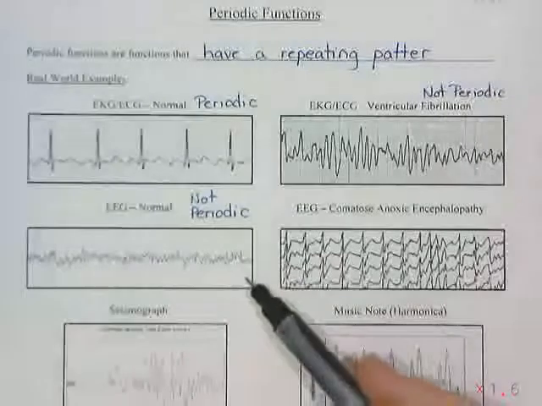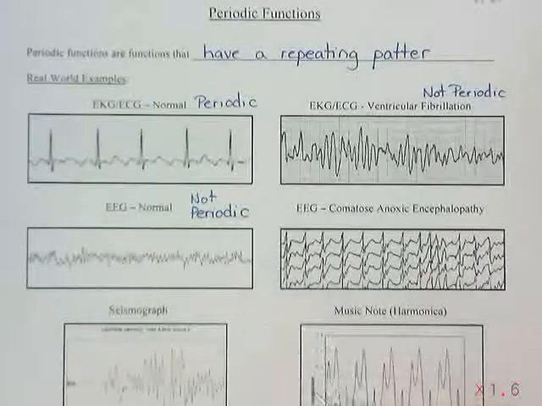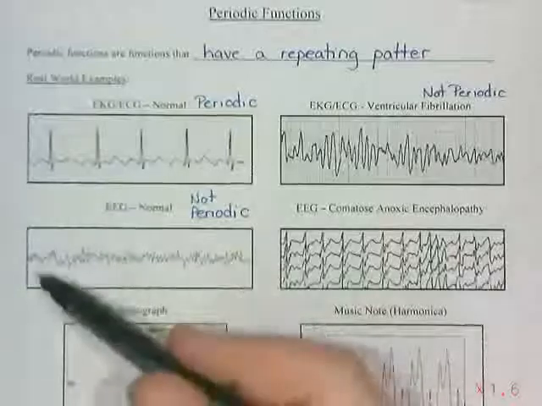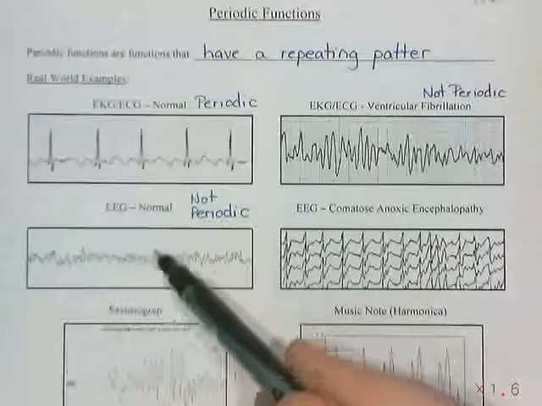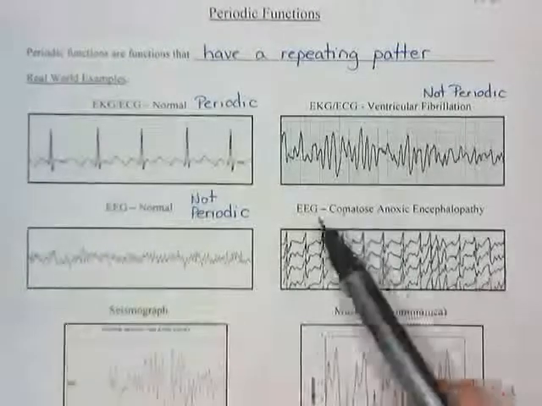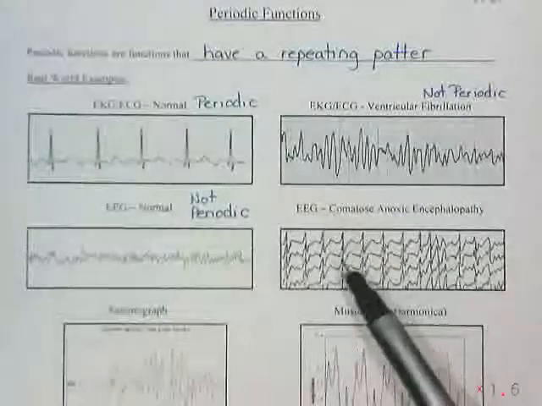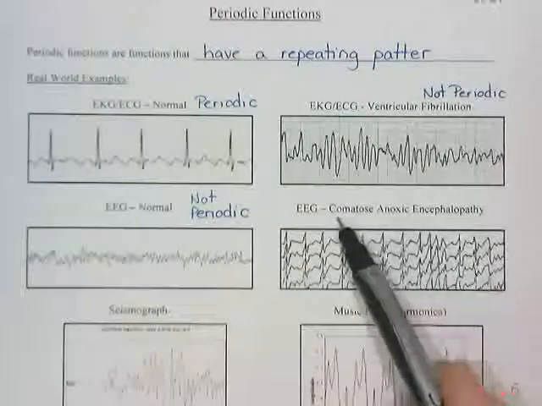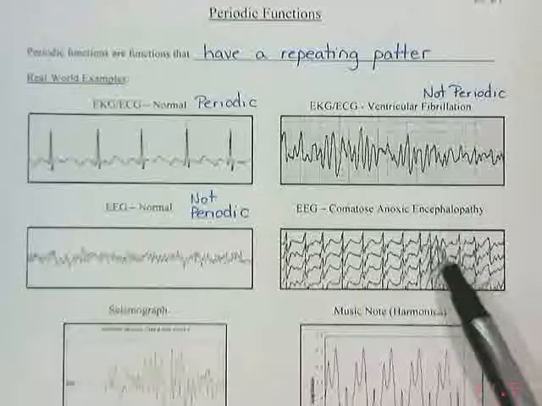It's reminding your heart to beat and your lungs to breathe, and you're thinking about what you're having for lunch tomorrow and what someone just said to you 5 minutes ago. So you have a lot of electrical impulses going on in your brain, and you really shouldn't see a pattern there. Now, this is an EEG of someone who has comatose anoxic encephalopathy, which means that they have brain damage.